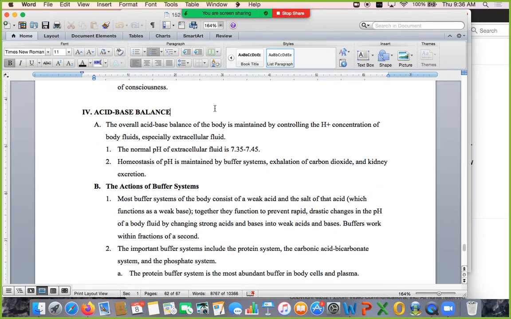We have multiple different types of buffer systems for our acid-base balance. So our body is constantly trying to maintain homeostatic conditions. One of those is going to be the pH. The pH is supposed to be approximately 7.4. So in order to maintain the pH, we have specialty buffer systems. We have three major types of buffer systems. The first is going to be a protein buffer system. The second that we're going to talk about is an acid-base buffer system, and then the bicarbonate buffer system.